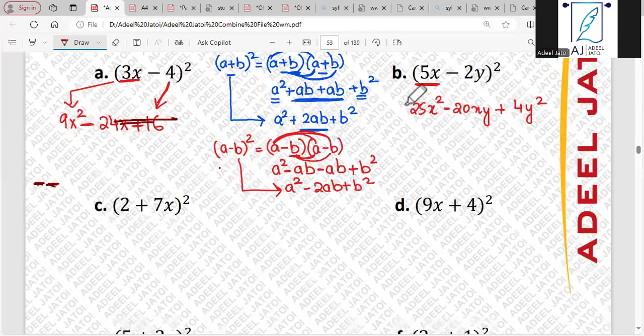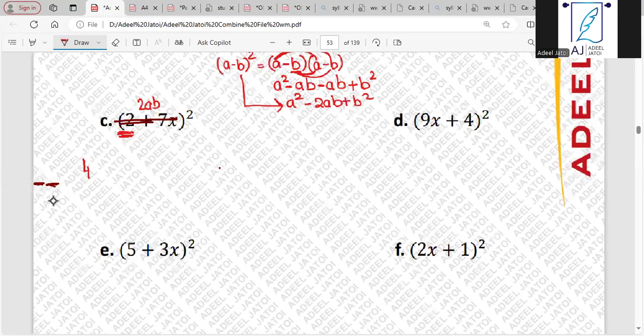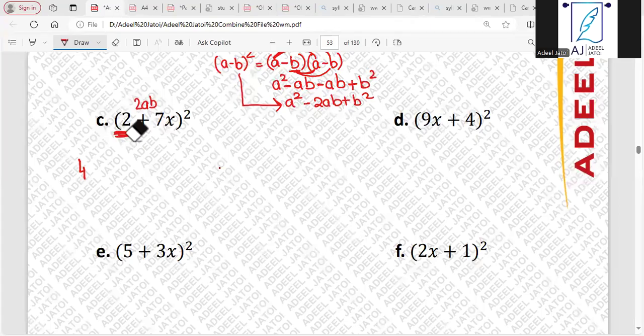Part c. 2 square becomes what? 4. So what do we have in the middle? 2ab. So how do we write this down? We write this down as plus, because there is a plus. 2 twos become 4, and 4 sevens become what? 28. And this x. So this will be 28x. And then last, what do we have? 7. 7 square is what? 49. So 49 x square.